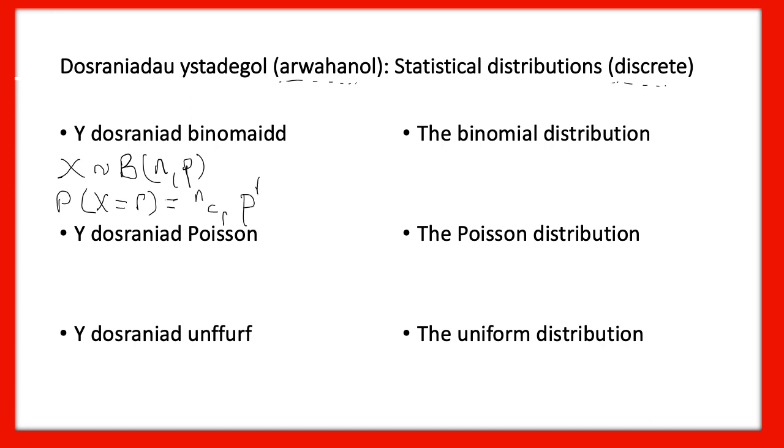P to the R, Q to the N minus R. Now, P plus Q has got to be equal to 1. You know the probability scale is a total probability of 1. So in that particular case, it's the number of different arrangements we can get, that something has happened a number of times, and that it hasn't happened the rest of the time. So it's actually relatively easy to deal with.